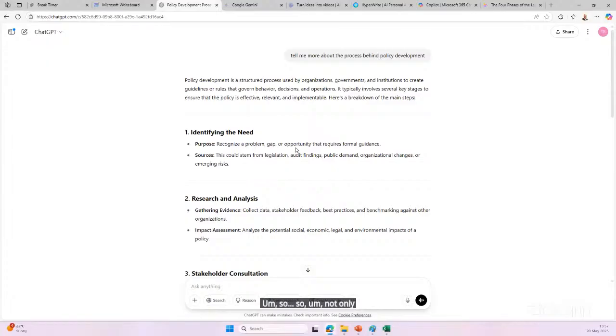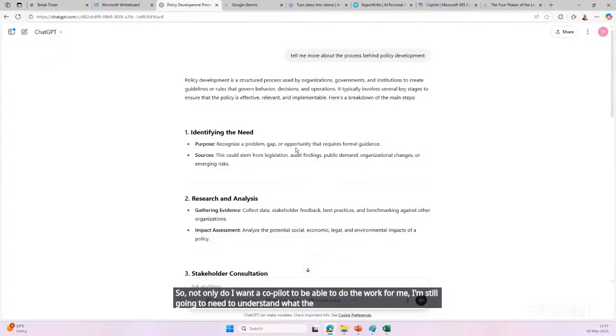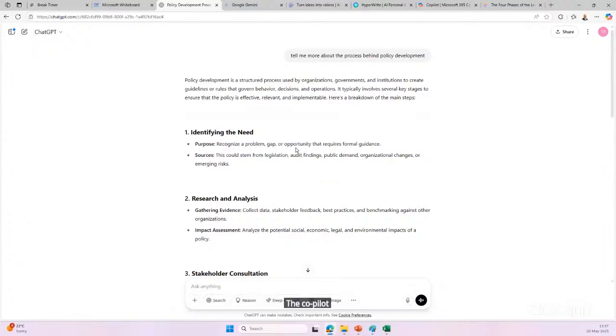Not only do I want a Copilot to be able to do the work for me, I'm still going to need to understand what the work is that was done and why the work was done in that particular fashion, because you still have to do the presentation. The Copilot is not going to do the presentation for you. So policy development is a structured process by all governments.